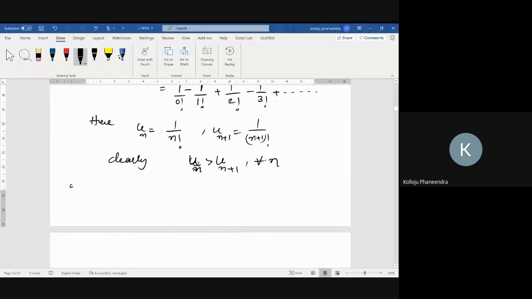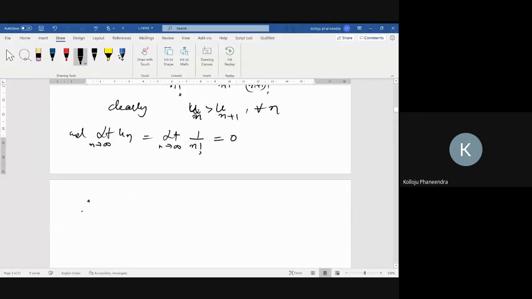And what is the limit value? Limit of un as n tends to infinity. This is limit n tends to infinity 1 by n factorial, that is 0. Therefore, both conditions are satisfied. Therefore, by Leibniz rule, the series is convergent. Okay.